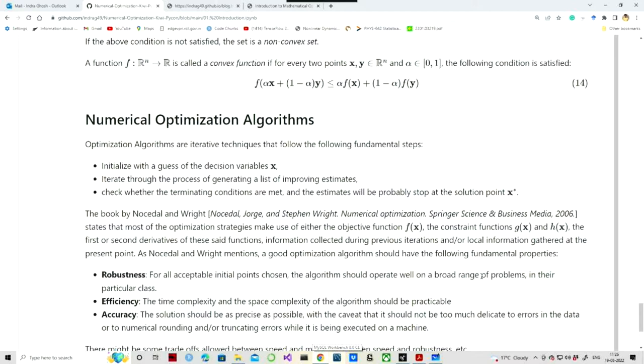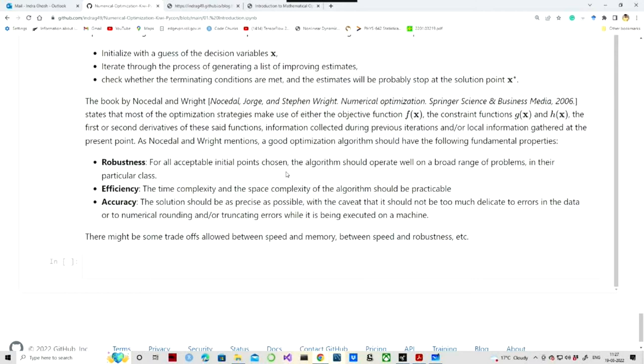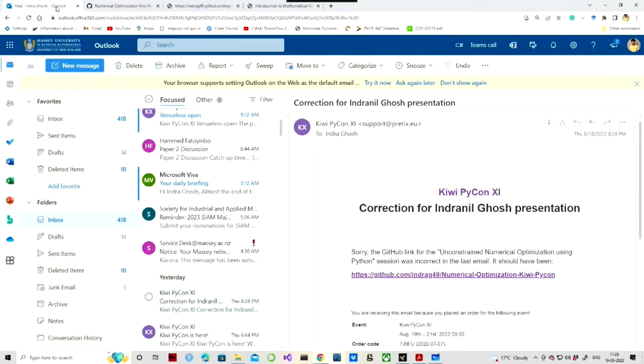For an optimization algorithm to be good, these three properties should be maintained. First, they should be robust. What does that mean? For all acceptable initial points chosen for the algorithm to run, it should operate well on a broad range of problems, which is actually not possible all the time, but it's better if you make your code as robust as possible. Then efficiency: obviously, the time complexity and the space complexity matter a lot. And accuracy. As you are doing numerical work, it would not be exactly the analytical value, but an order of 10 to the power minus 4 or 10 to the power minus 5 is a good thing to aim for. So that's the first notebook.